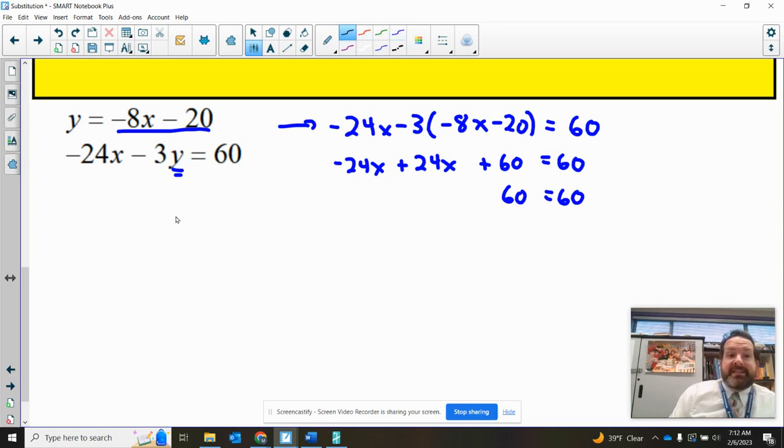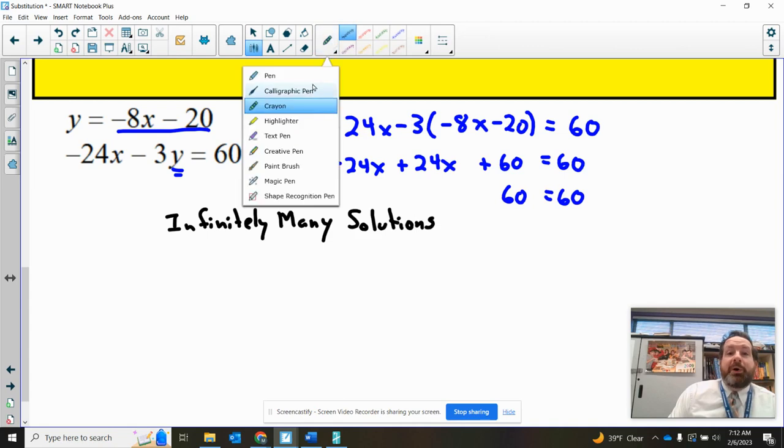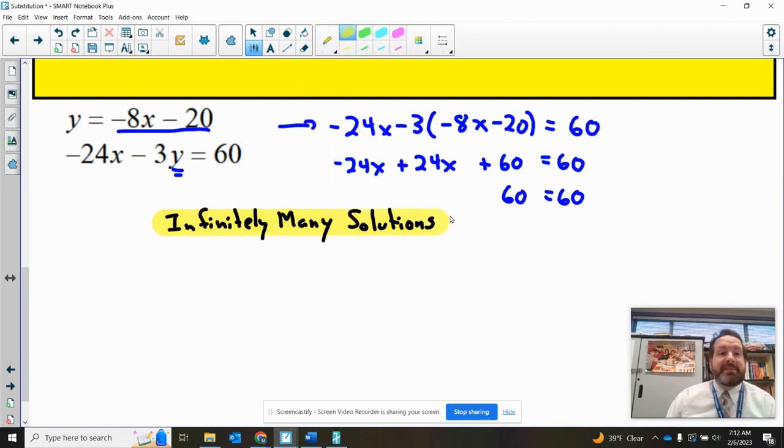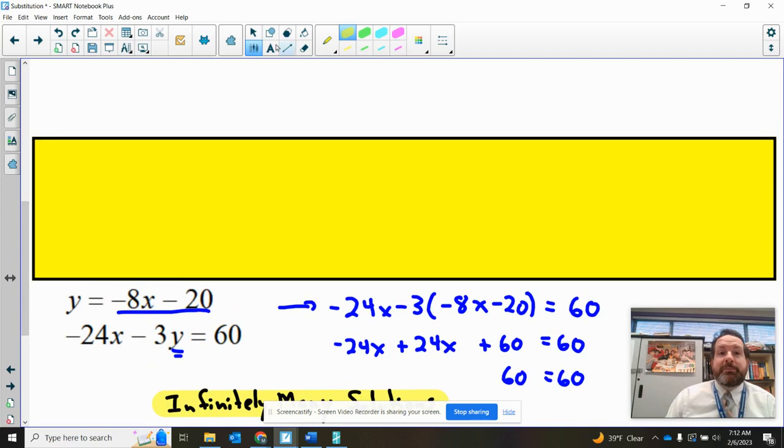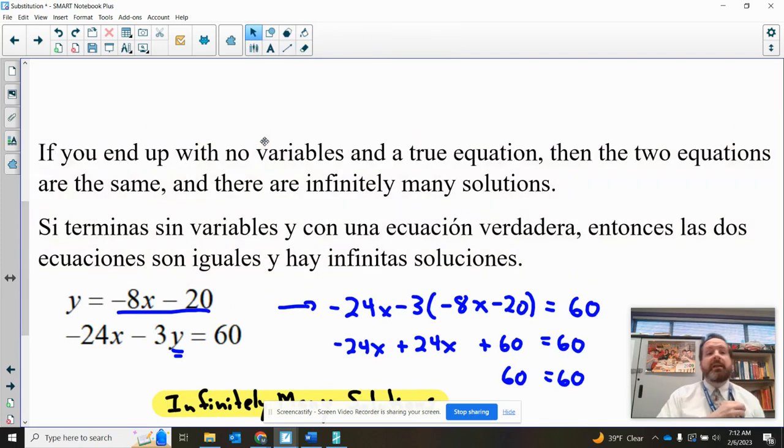That means this system has infinitely many solutions. Every ordered pair on the line makes both equations true at the same time. So special case number 2. If you end up with no variables, so our equation here, no x's, no y's, and a true equation, 60 is equal to 60, then it's really the same line twice, and you have infinitely many solutions.